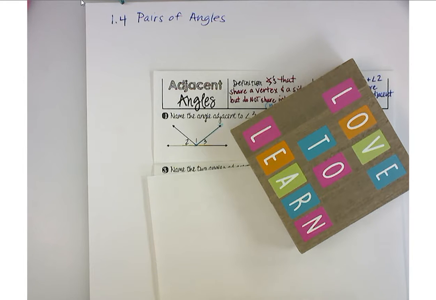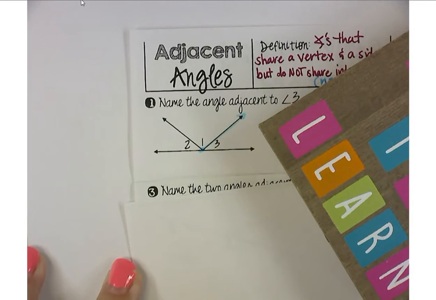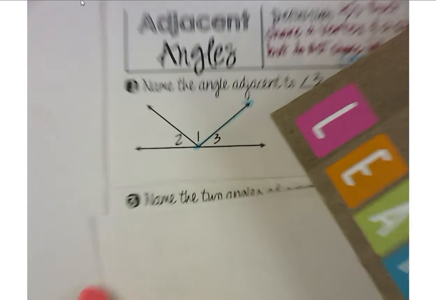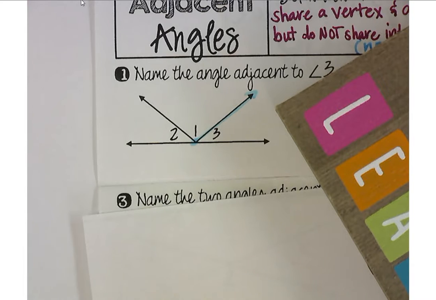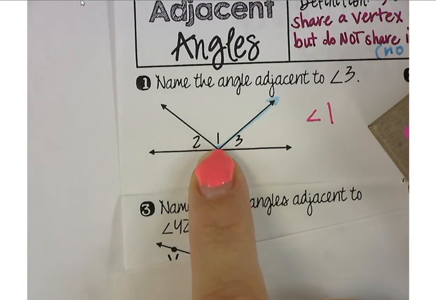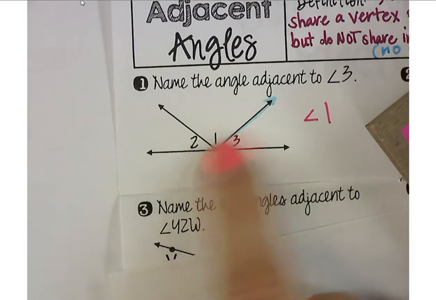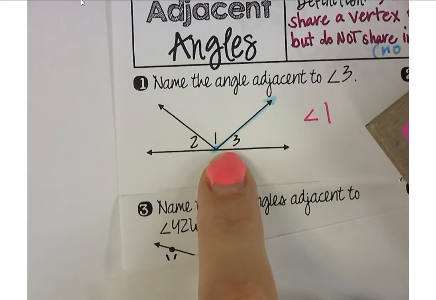Okay, so Lance, what do you think? For number 1, what did you say was the adjacent angle? Okay, so what are you thinking? So it's the angle adjacent to 3, so really we just have a couple of options, right? It's either going to be 1 or 2. What are your thoughts? 1. Okay, and tell me why you think that. It's right next to it, right? So that's right. So it is angle 1. Another way that you can remember which one it is, they have to share a side. So angle 2 does not share a side with angle 3, so there's no way it could be angle 2.